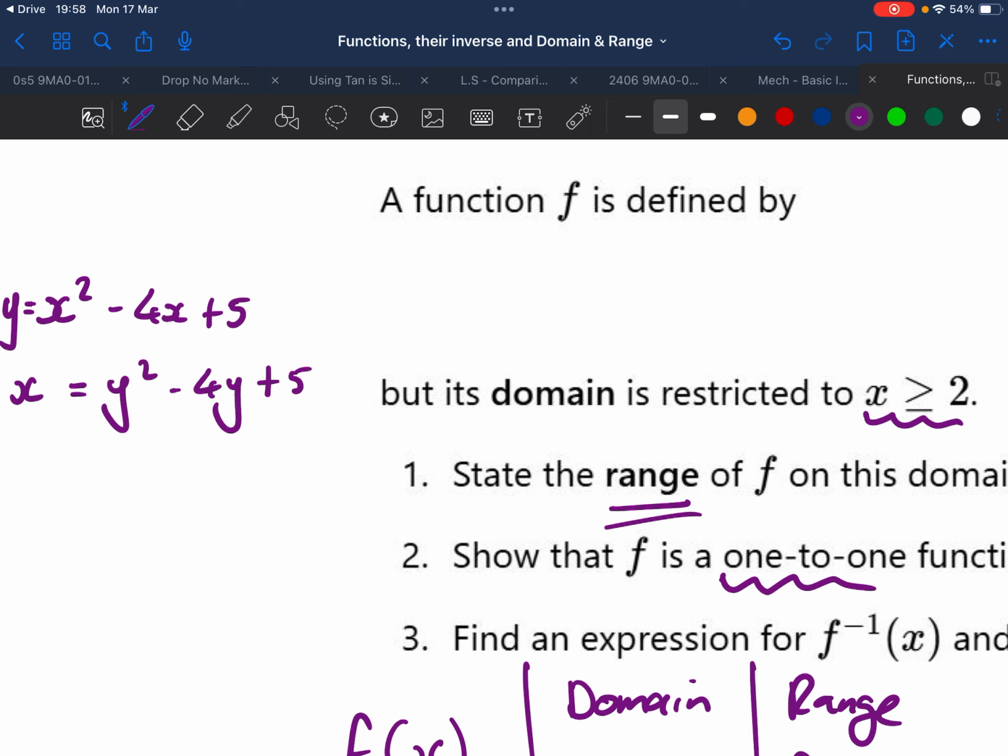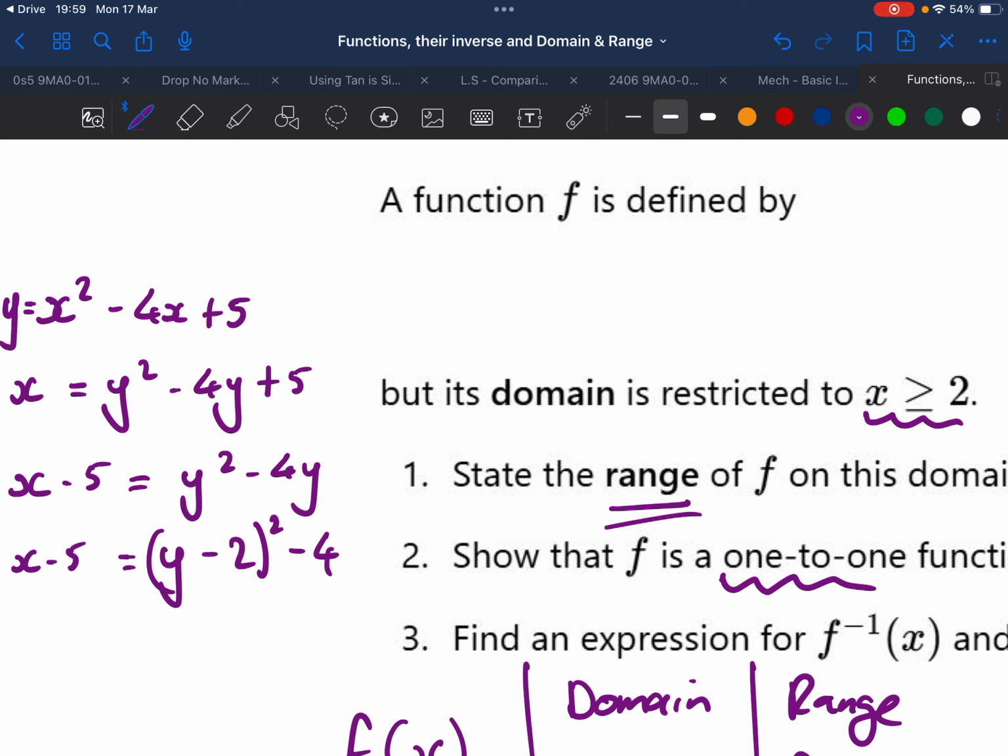Okay, and then what do I need to do here? Well, effectively, I'm going to need to get it so that it says y equals. So lots of ways I could do it, but let's try something like this. So x minus 5 equals y squared minus 4y. This will then be (y minus 2) squared minus 4 equals x minus 5. And if I start moving things around, I will get x minus 1 equals (y minus 2) squared.